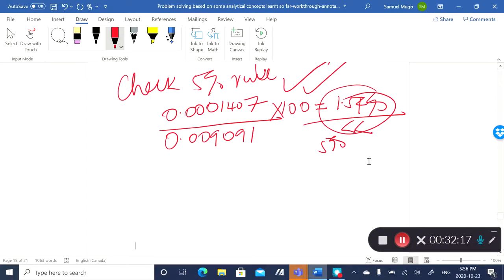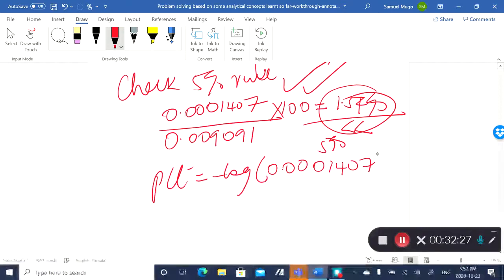And so my pCl then is equal to the negative log of my concentration, which was 0.01407. And in the end, you get 3.85. Okay.